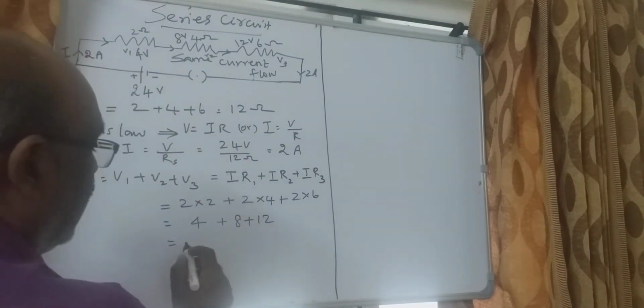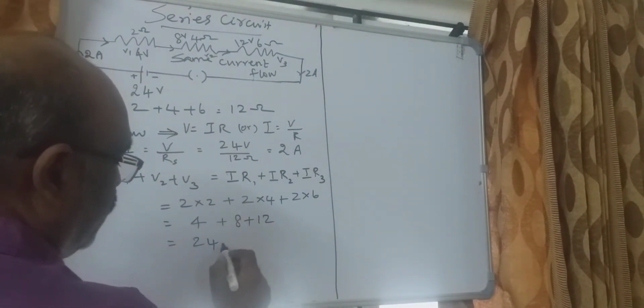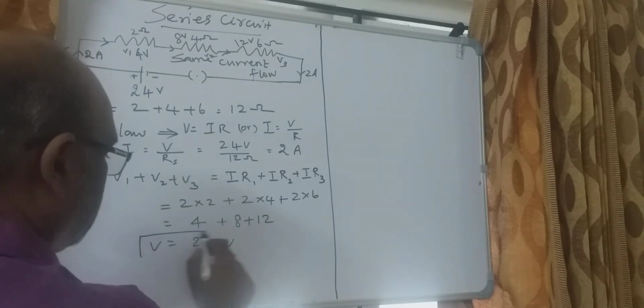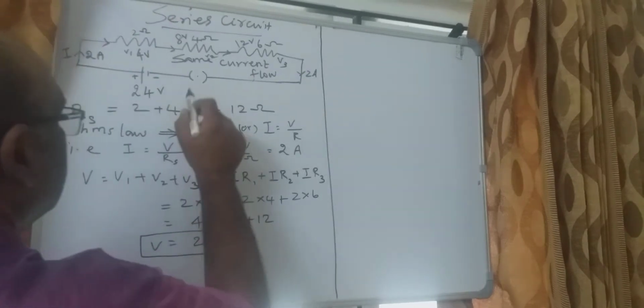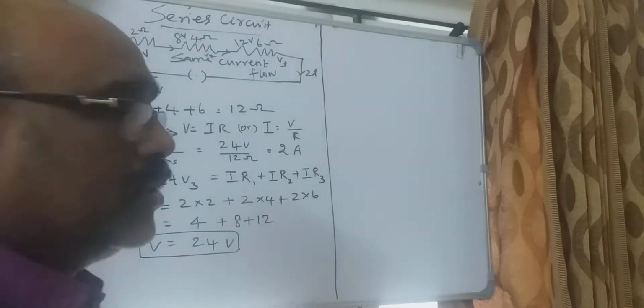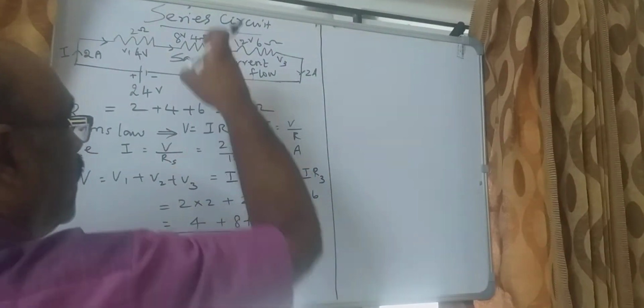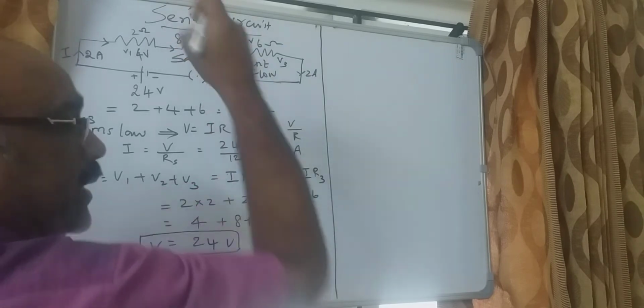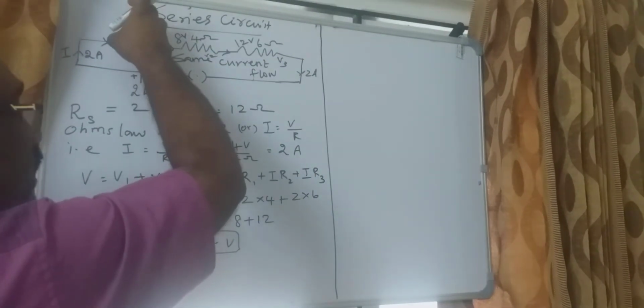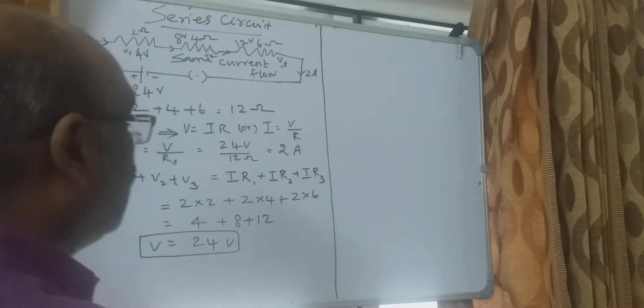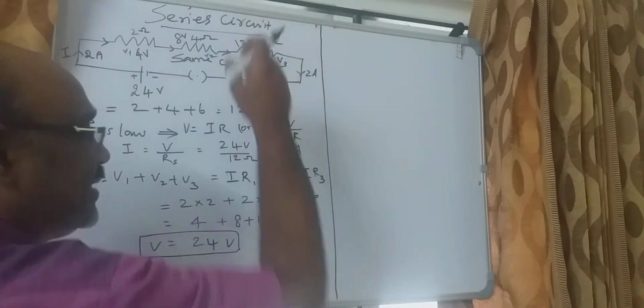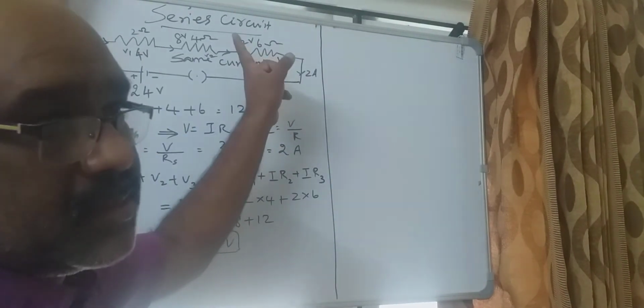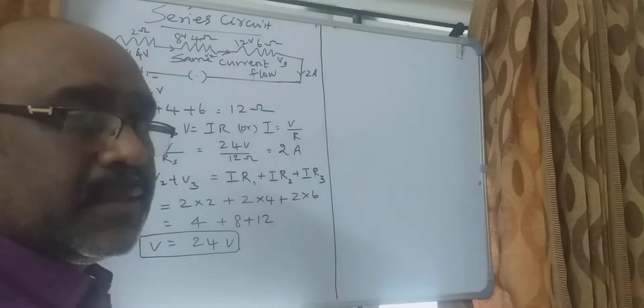So if we add 4 plus 8 plus 12, 24 volt is the total voltage. The total voltage we are supplying to the circuit is 24 volt, and the 24 volt is splitting up into 3. Each appliance takes the voltage it needs, according to its resistance. According to the resistance of the appliance, the voltage is split in the series circuit.